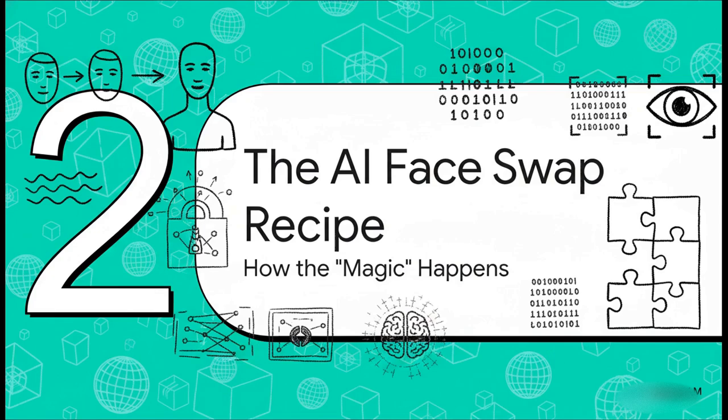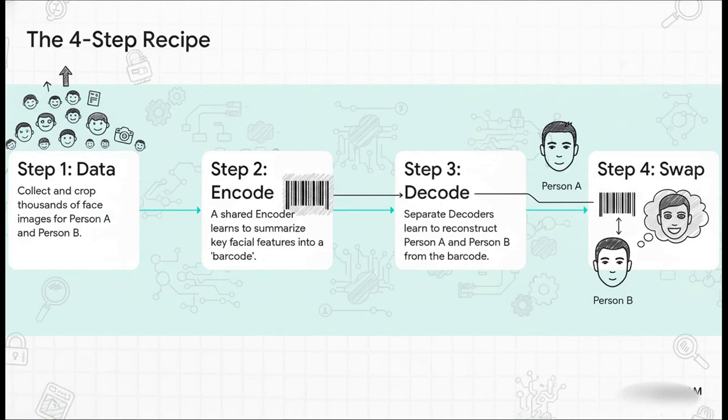Okay, so this is where it gets really fascinating. How does a machine learn to convincingly plaster one person's face onto another person's head? Let's break down the recipe behind the magic. It's really a four-step process. First, you gotta feed the beast. Data. We're talking thousands and thousands of pictures of two different people. Let's call them person A and person B. Then comes the really clever part. A network called an encoder studies all these faces and learns to distill the key features, the pose, the expression, the tilt of the head, into what you can think of as a compact digital barcode.